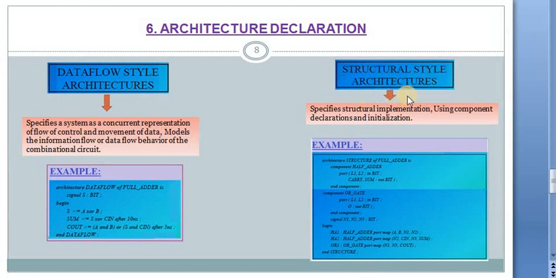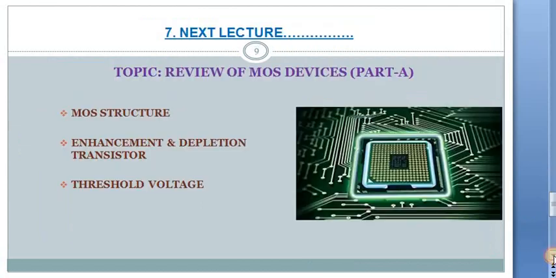I hope you have now a thorough understanding of this topic of entity and architecture declaration. So this was all about today's lecture, where we studied in detail various basic details of VHDL. As you see on the next slide, in the next lecture, we shall start a new topic, that is a review of MOS devices. So we shall revise and study in detail various topics such as MOS structures, enhancement and depletion transistor, and threshold voltage. Also, we shall discuss these topics with suitable examples in the next lecture.